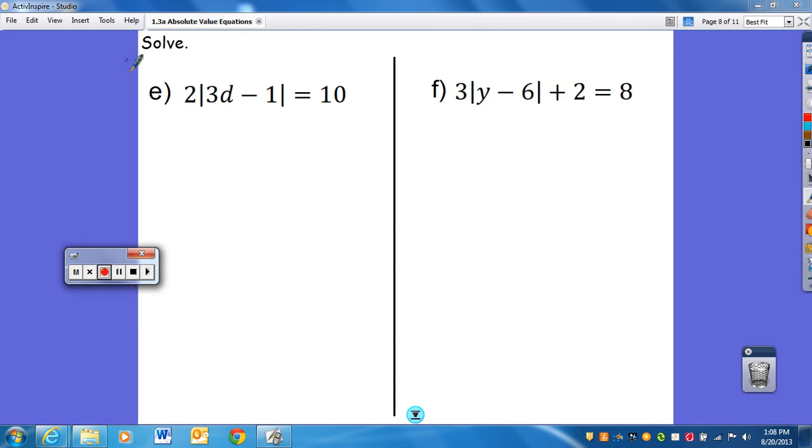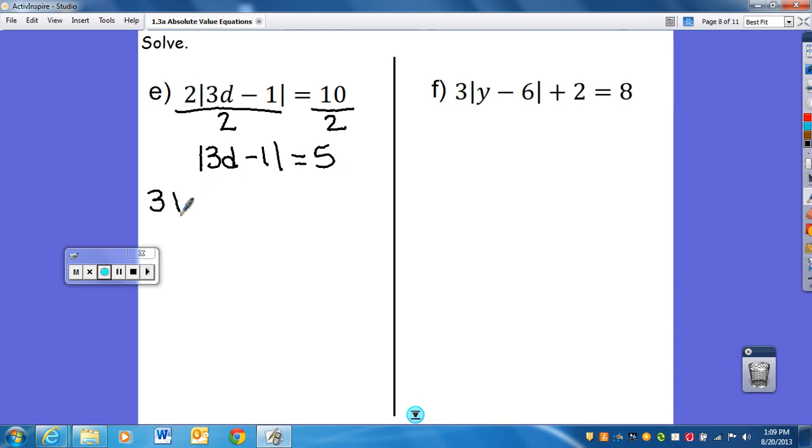What we need to remember is we have to have the absolute value symbol by itself, and right now it isn't. There is a 2 that's being multiplied, so we need to get rid of the 2, and we're going to do the opposite operation, which is to divide by 2. So now I have 3d minus 1 is equal to 5. Now I can set up my two equations to solve where I have 3d minus 1 equals 5 and 3d minus 1 is equal to a negative 5.